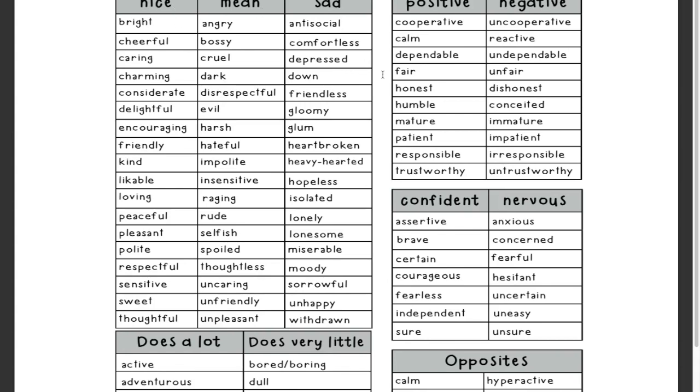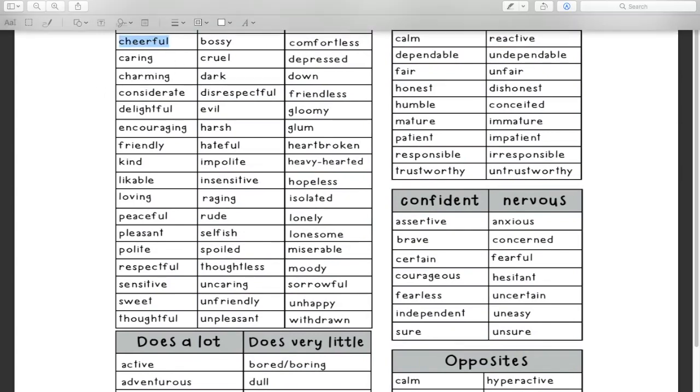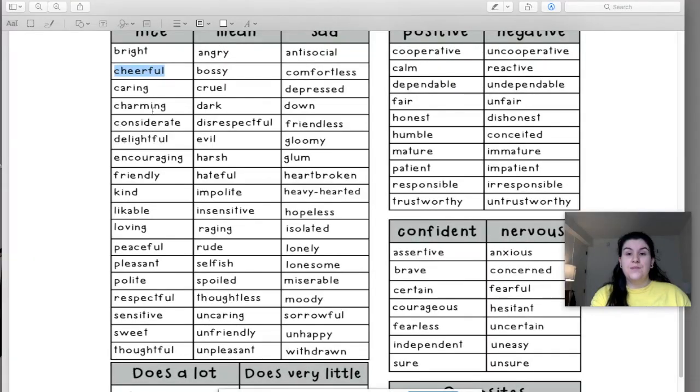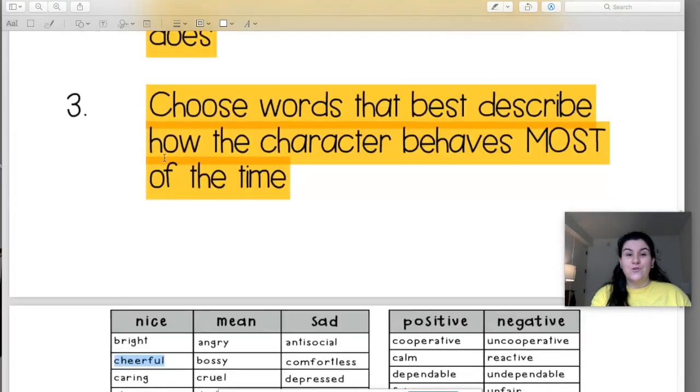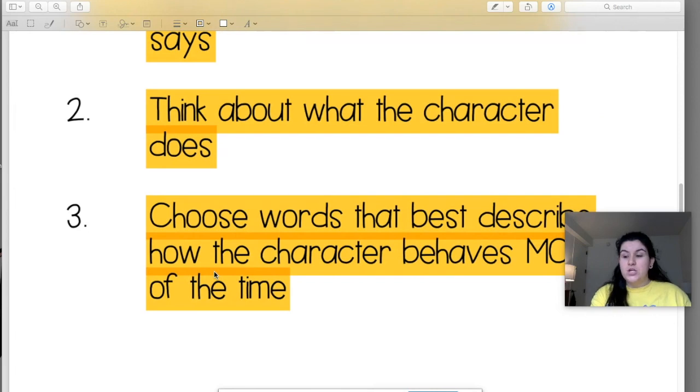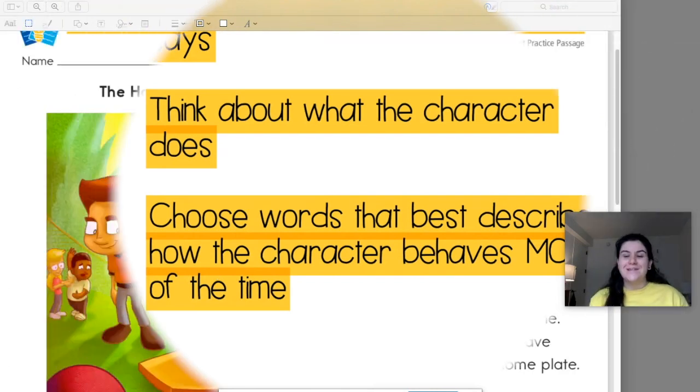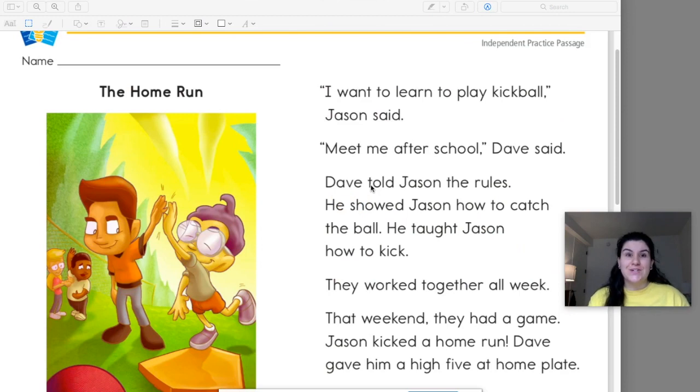So if we see a character, for example, like Winnie the Pooh, we know that he's very nice. We might look in the nice section and look for a word to describe him. I might choose a word like cheerful to describe a character like him. Now, we know there are a ton of words that we can use for step 3. So let's put some of this into action and take a look at an actual story. Let's take a look at this short story together, and then we'll see if we can identify a character's traits from the story using our 3 steps.